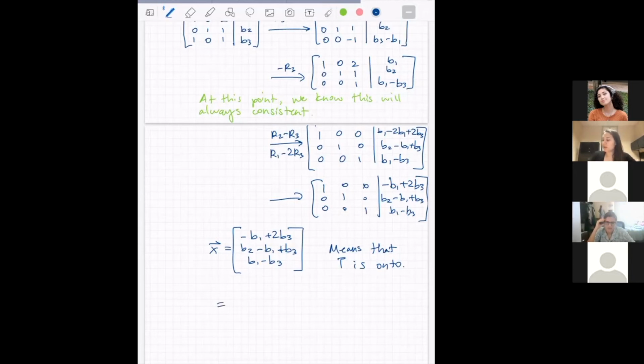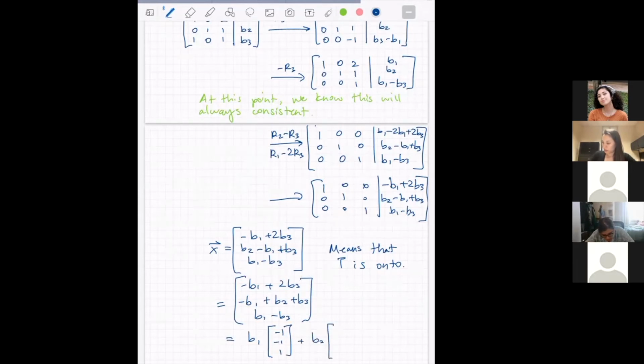Yeah, yeah, we can write it as, okay, so I'm just gonna reorder this because it will help me not make mistakes. So B1, negative B1 plus B2 plus B3 and B1 minus B3. Then you can do B1 times negative 1, negative 1, 1, B2 times 0, 1, 0, B3 times 2, 1, negative 1.